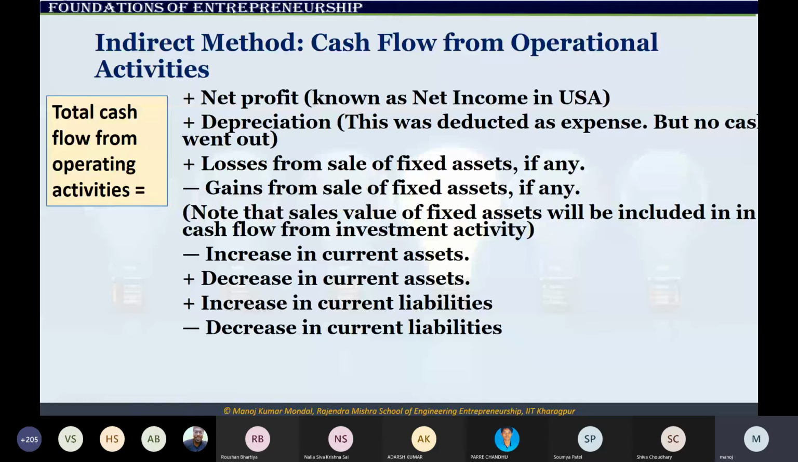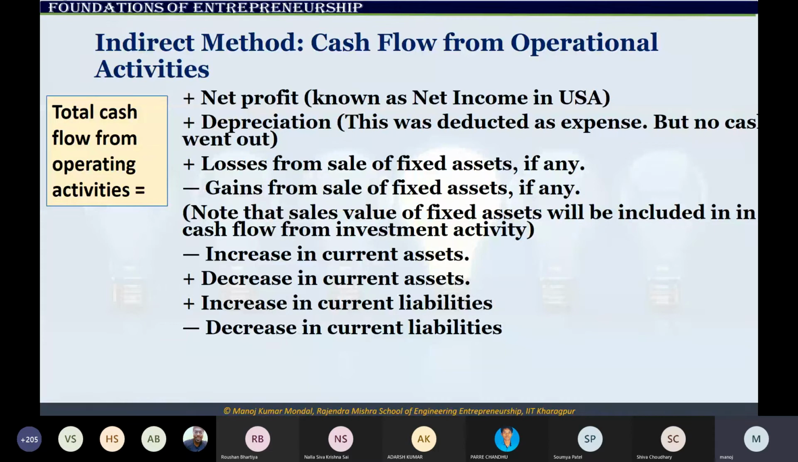Now, cash flow can be estimated in the indirect method, and directly and indirectly. The direct method takes into account all the transactions that you make, like profit and loss account, whatever you show, all comes here. That is why that is very complex.